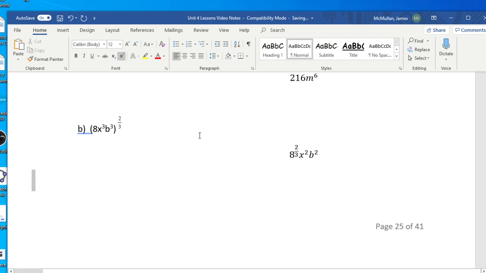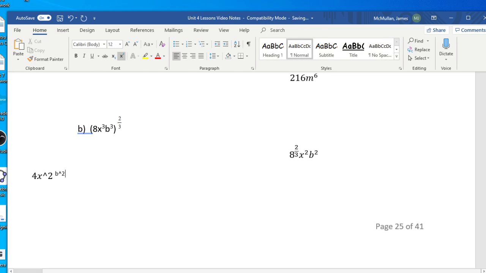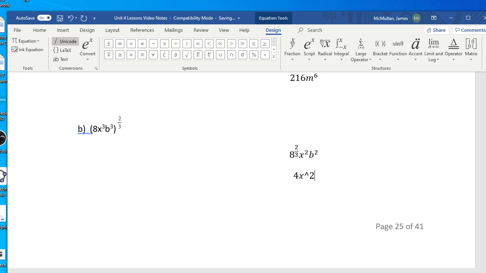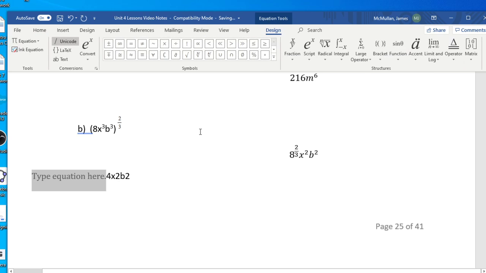I'm not sure why my equation editor is having so much trouble here. I'm just going to type it out normally without the equation editor. 4x squared b squared. Oh, I must be in superscript or something, right? Yeah, okay, that's the problem. It's alright. I've never had that happen before.